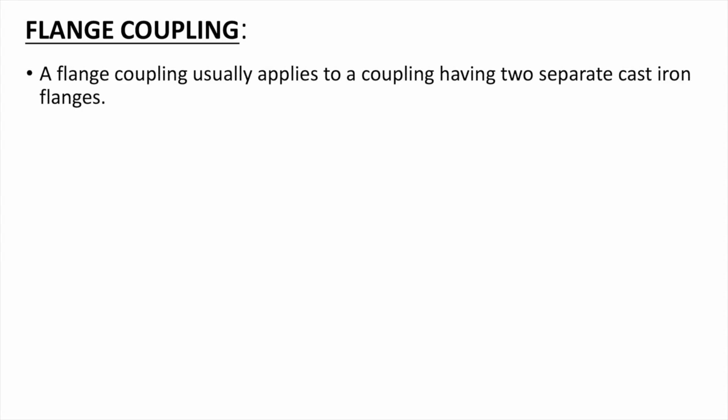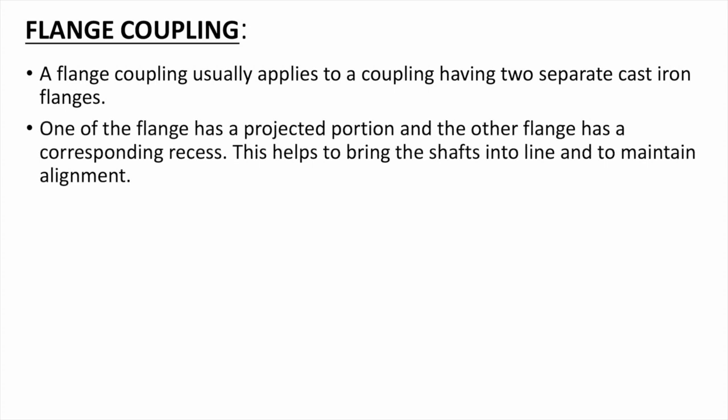Now let's move to the topic of flange coupling. In flange coupling, each flange is mounted on the shaft end and keyed to it. One flange has a projection and the other has the corresponding recess. This is to maintain the alignment. Both the flanges are coupled together using bolts and nuts.